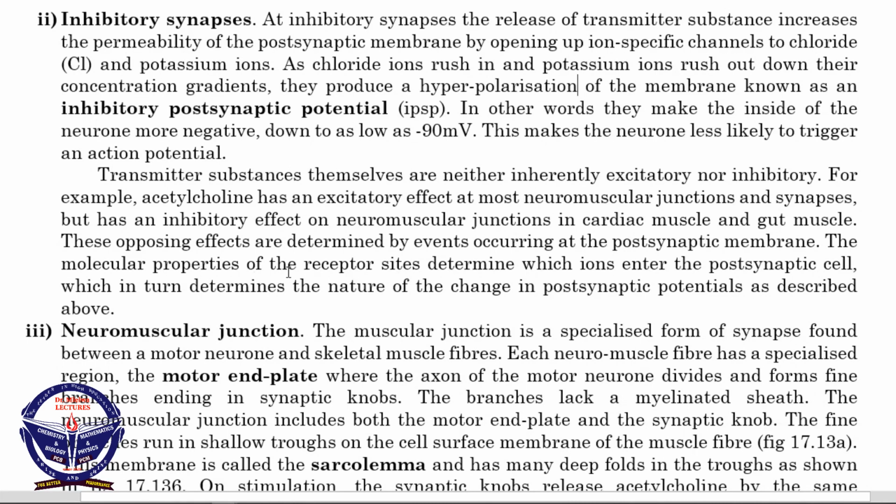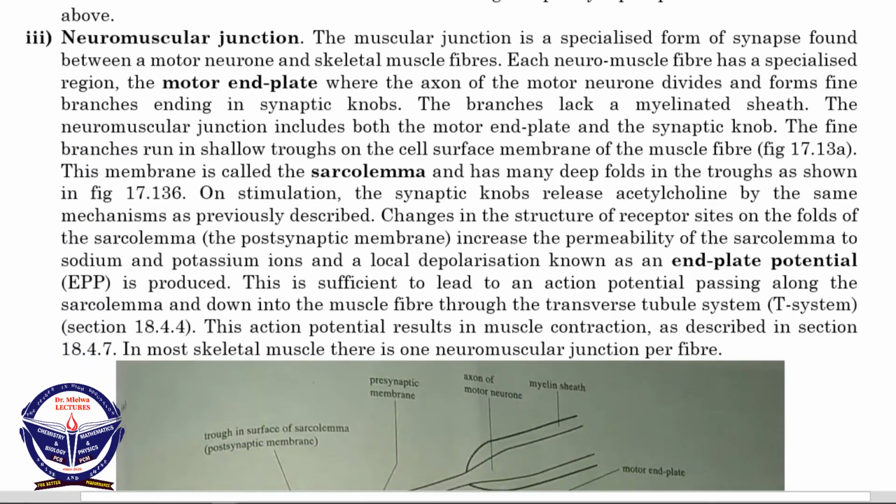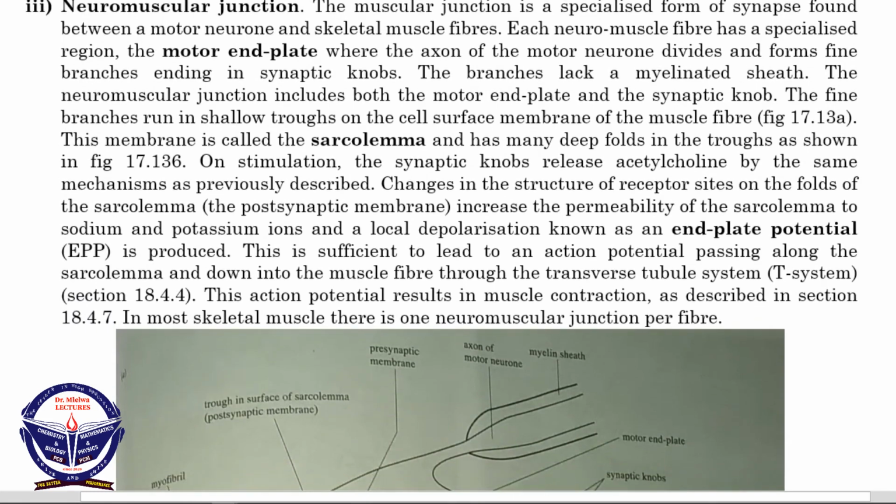The molecular properties of the receptor sites determine which ions enter the postsynaptic cell, which in turn determines the nature of the change in postsynaptic potential as described above. So that's all about the inhibitory synapse. And now let's look a little at the neuromuscular junction.